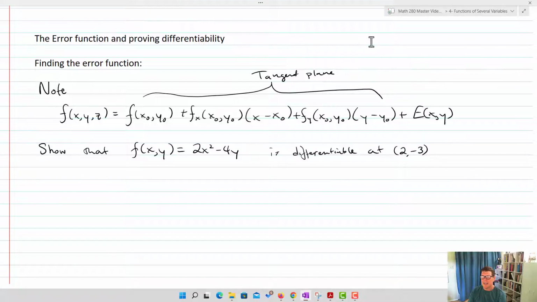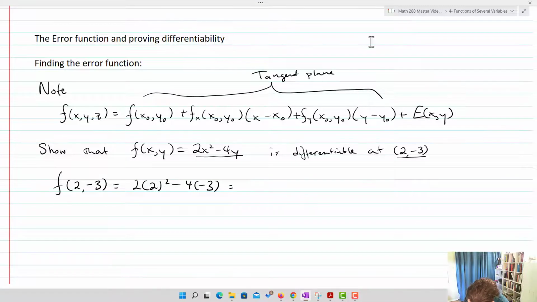The first thing I need is the tangent plane. In this case, we're going to use f of x, y equals 2x squared minus 4y, and we're going to prove that it's differentiable at 2, negative 3. So I'm first going to need f of 2, negative 3, which equals 2 times 2 squared minus 4 times negative 3. That ends up being 8 plus 12, so 20. Then I'm going to need f sub x, which ends up being 4x.